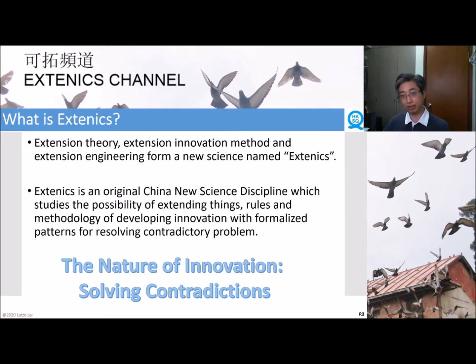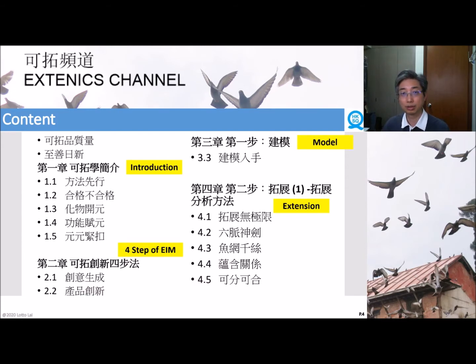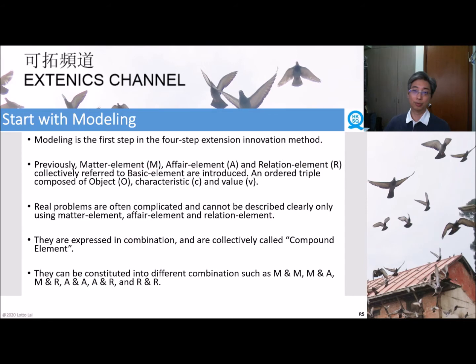It's like you are writing computer programming. It makes it formalized, which means standardized, to describe the matter of the world. The nature of innovation will always start from solving a contradiction. So the context now is starting from the model. Modeling is the first step of the four-step extension innovation method.